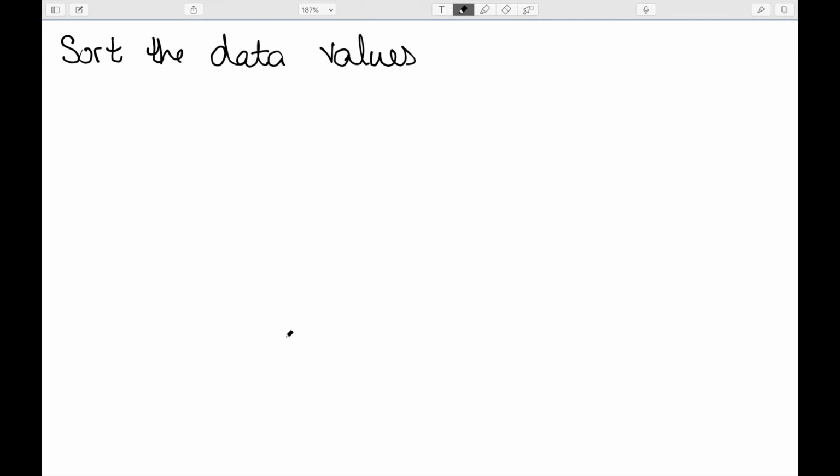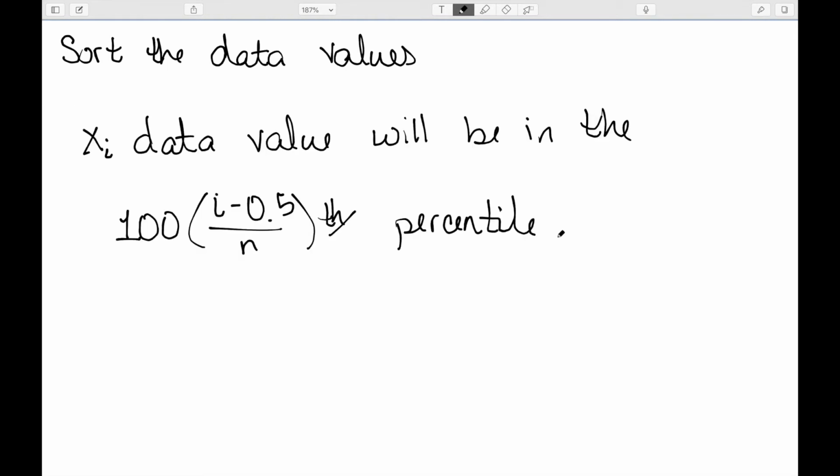Our first step is to actually sort the data values. We want the data values to be in order from smallest to largest. And then the ith data value, when they're sorted, will be in the 100 times (i minus 0.5) over n percentile. So let's look at some examples.